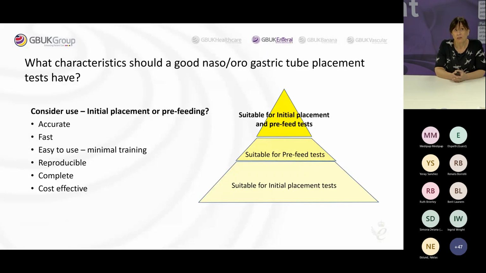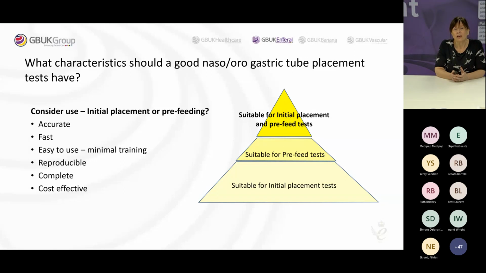So what characteristics should a good NG tube placement test have? Some tests are just suitable for initial placement, and they tend to be the more expensive ones on the market. Some tests are suitable just for pre-feed testing, and other tests are suitable for both initial placement and pre-feed testing, and obviously would be very cost effective because of this.